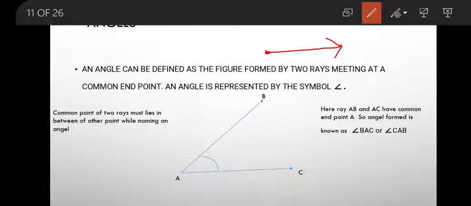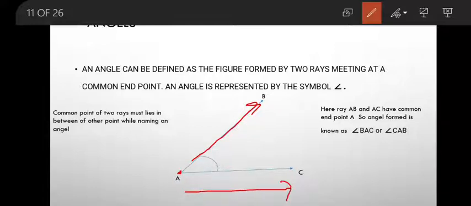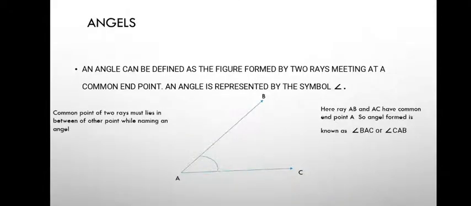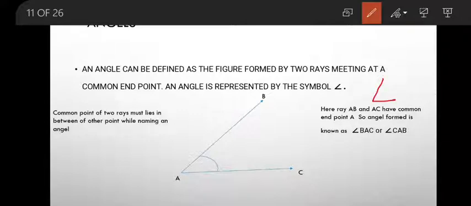If two rays have a common endpoint, let's consider this is a ray AB having endpoint A, and there is another ray AC having endpoint A. So endpoint A is common in both rays. These two rays form an angle. An angle can be defined as the figure formed by two rays meeting at a common endpoint. An angle is represented by the symbol. This is the symbol with which we represent an angle.